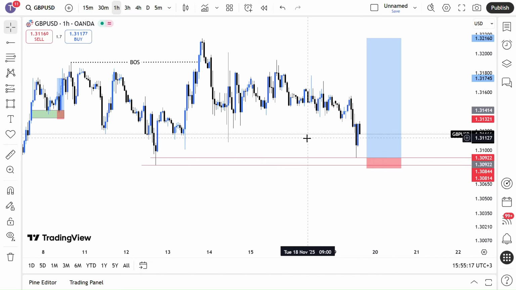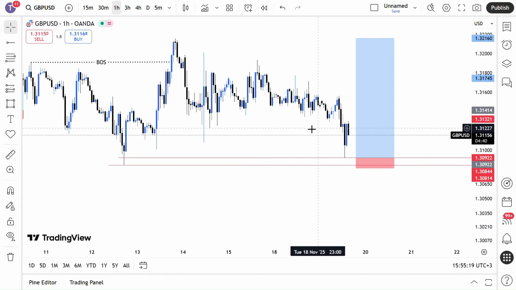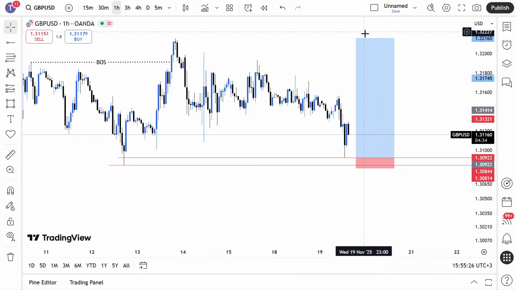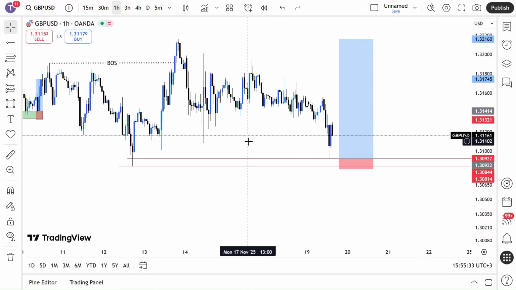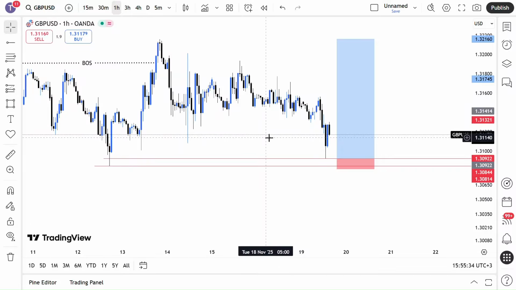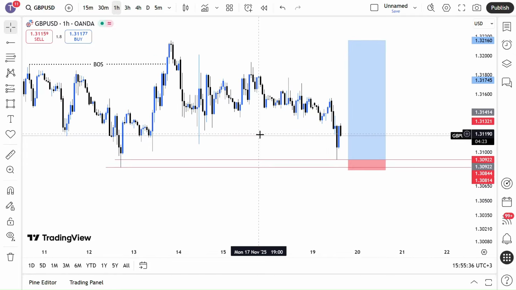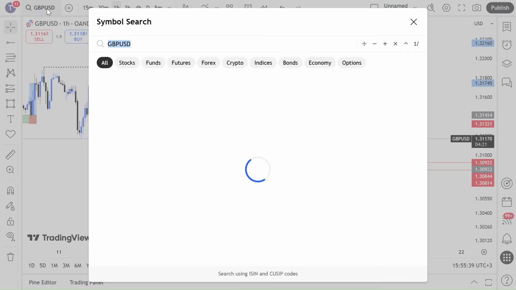So that is my view on GBPUSD. I still expect price to drop a little bit into this area before looking for more buys to the upside. So stay tuned, and wait to see what the market will be doing in that area. So I also have gold.